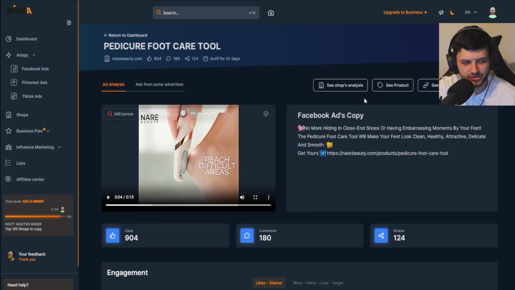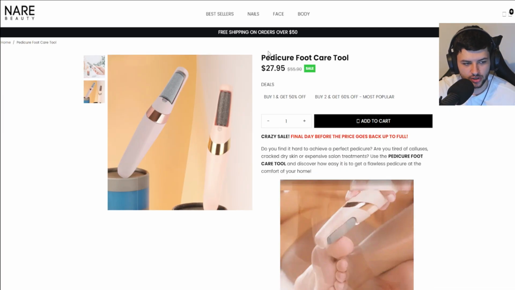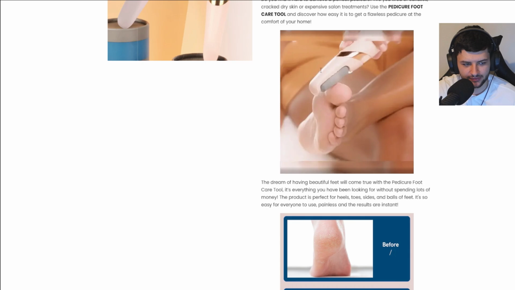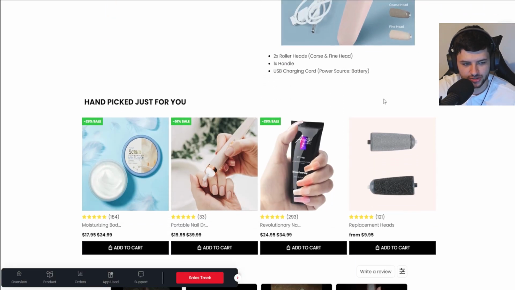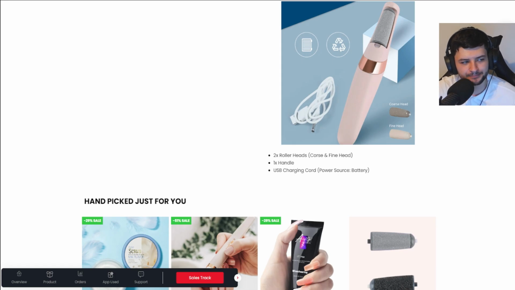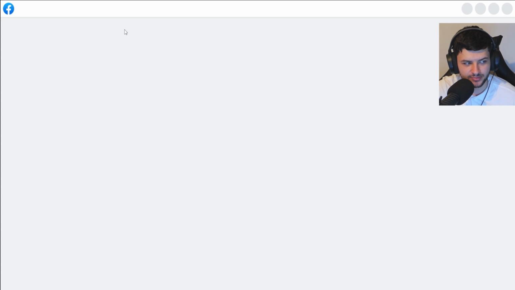Now, there's some cool features here, right? We can click on See Shops Analysis for more information about the merchant. We can click on See Product, so we can go on the product page. We can have a look at the GIFs. We can have a look at how the product page is designed for conversions, and we can imitate or copy that. We can also click on See Post to open up the Facebook ad in Facebook itself.